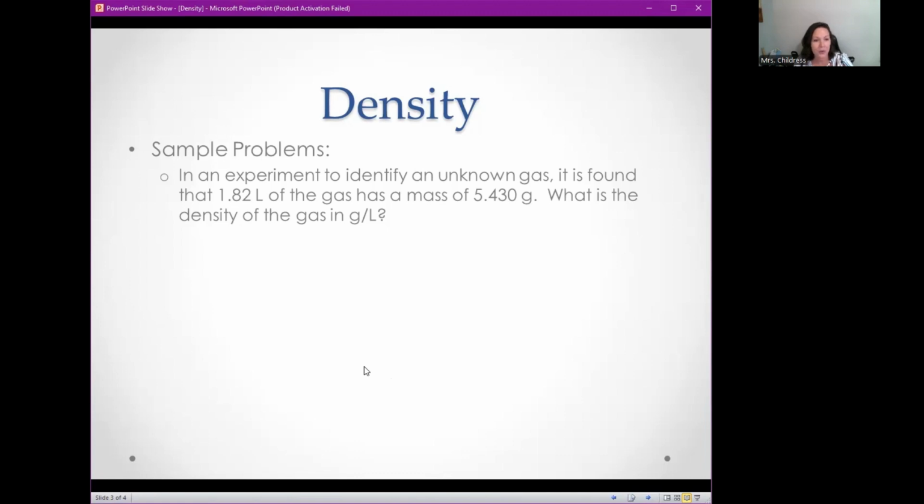In an experiment to identify an unknown gas, it is found that 1.82 liters of the gas has a mass of 5.430 grams. What is the density of the gas in grams per liter? Now, we talked last week about converting, especially in the metric system, liters, milliliters, and things like that. The first thing I noticed, and I'm going to circle it, is what unit the question is asking for at the end, and I already have the correct unit. So there's no converting to milligrams or milliliters or anything like that. I can leave it as is.